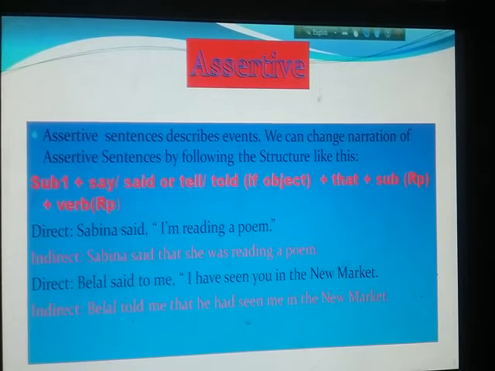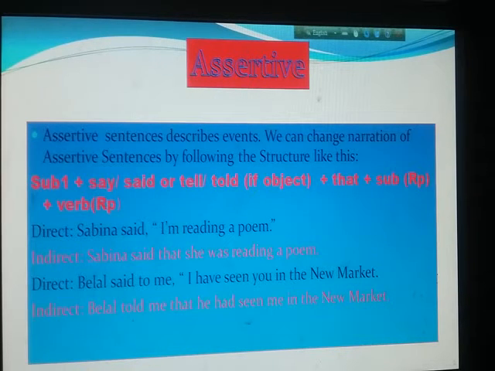Sabina said, "I am reading a poem." So, I am reading a poem. This is an example of an assertive sentence. How can we make it indirect? Sabina said that she was reading a poem. After said there is no object, so said is used.